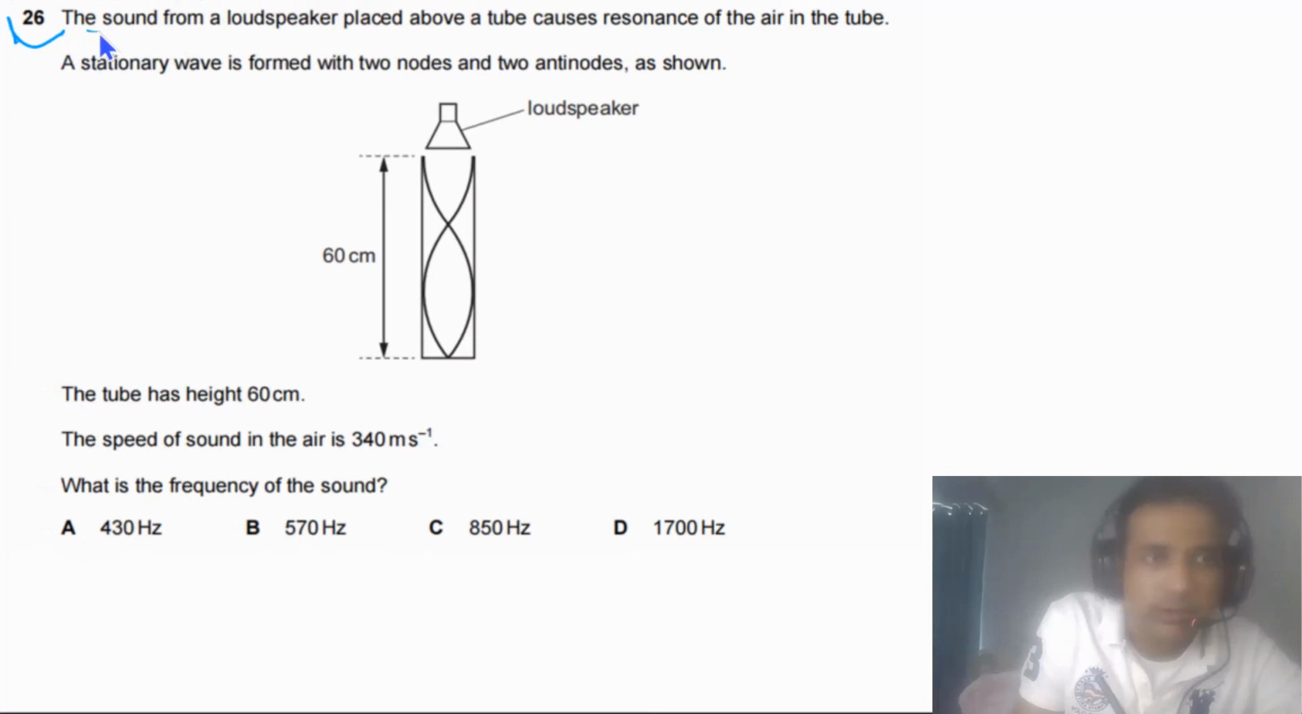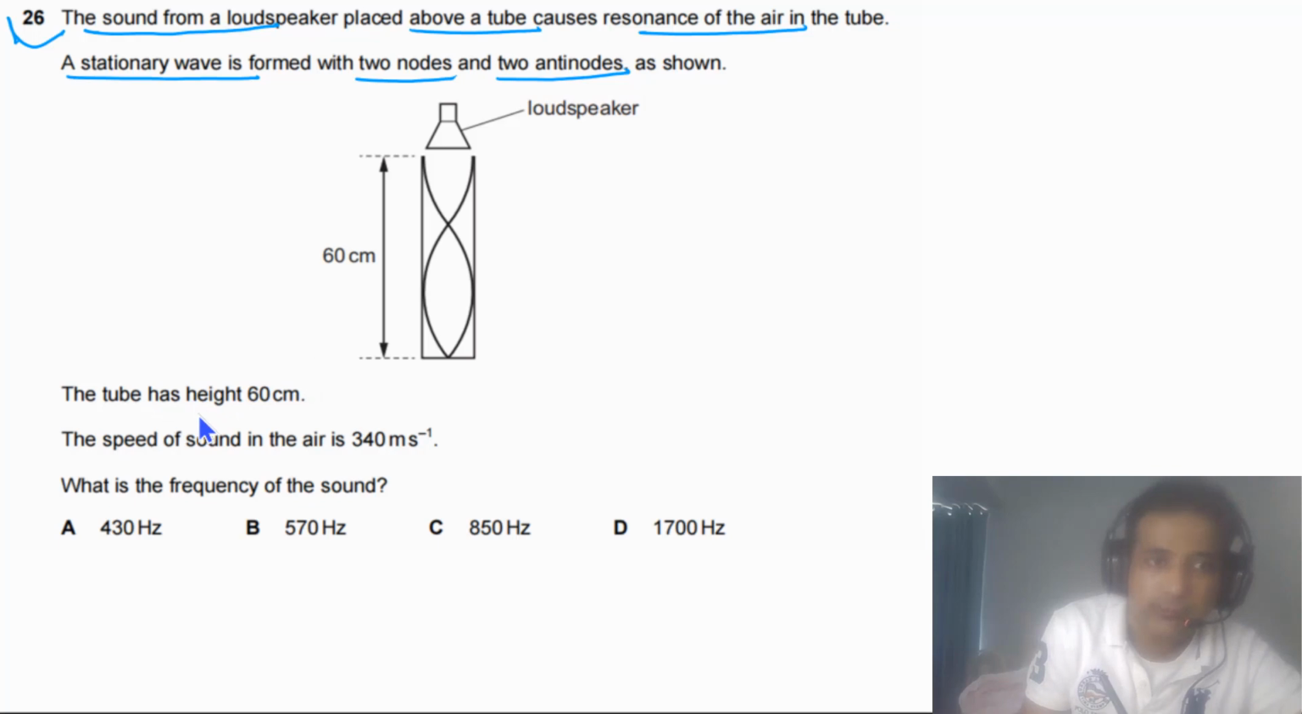Question 26 says the sound from a loudspeaker placed above a tube causes resonance of the air in the tube. A stationary wave is formed with two nodes and two antinodes as shown in the figure. The tube has a height of 60 centimeters and the speed of sound in the air is 340 meters per second. What is the frequency of the sound?